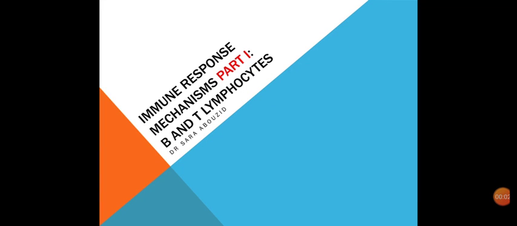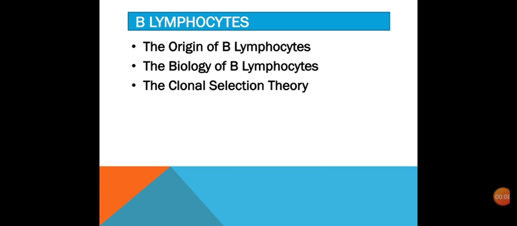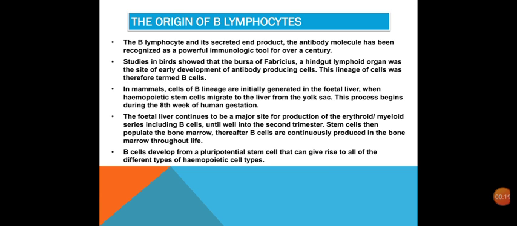Today we are going to explain immune response mechanisms, part 1: B and T lymphocytes. First, B lymphocytes. We will study the origin of B lymphocytes, the biology of B lymphocytes, and the clonal selection theory.